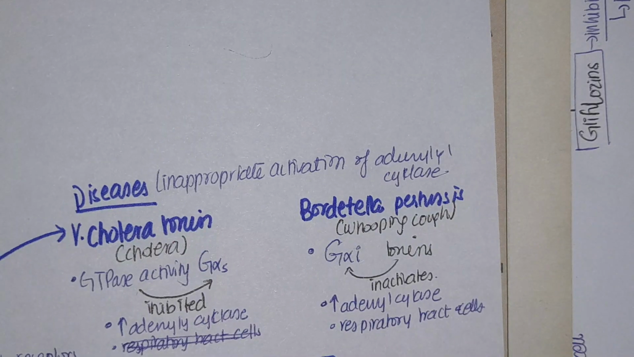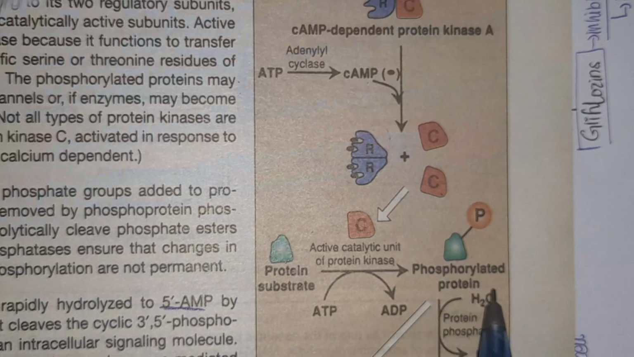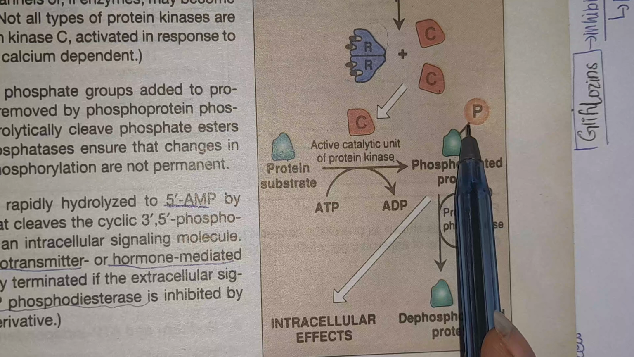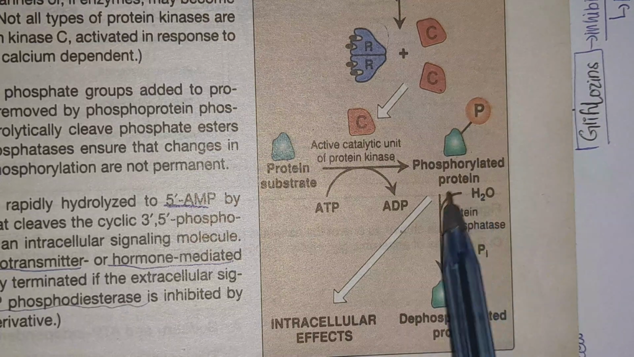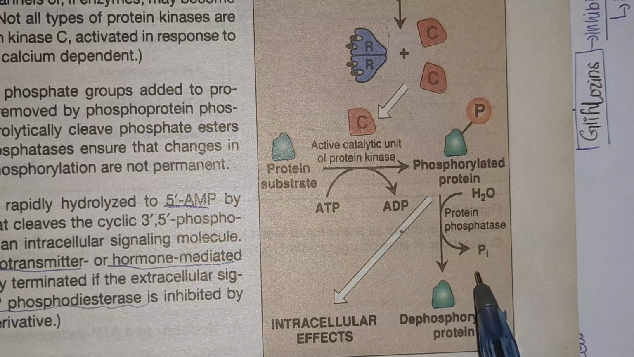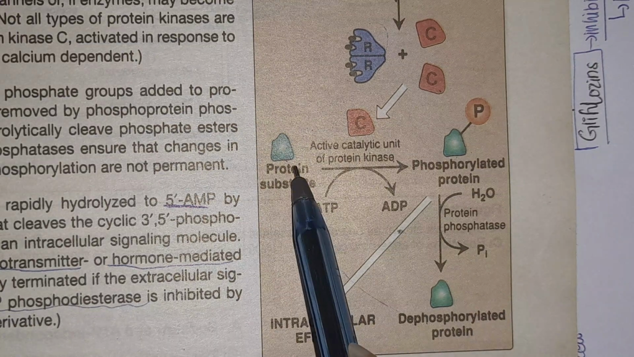But after phosphorylation, we have protein phosphatase. The protein phosphatase has the activity that it can remove this phosphate group. And how does it do the removal? By adding water. The protein will be dephosphorylated again and the protein substrate will go back to its original form.